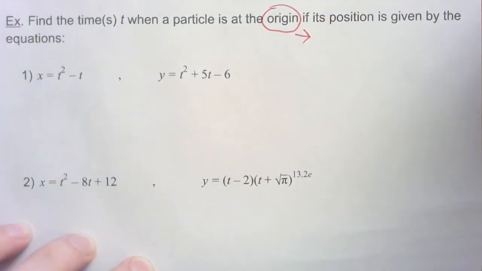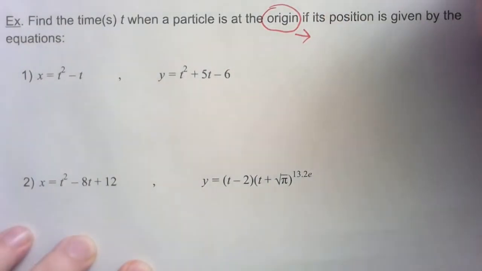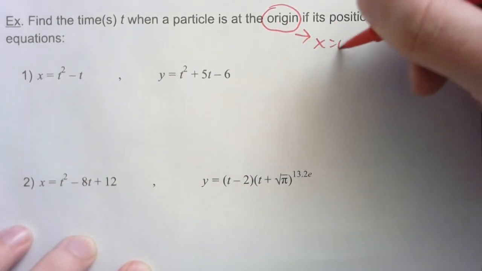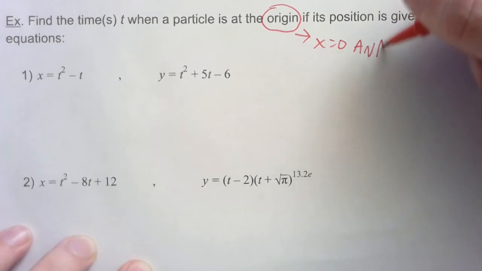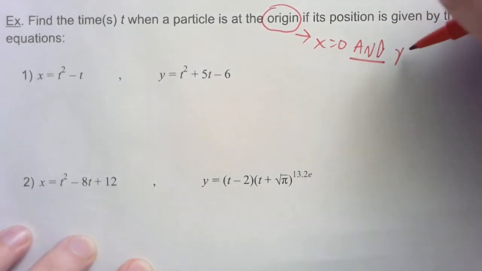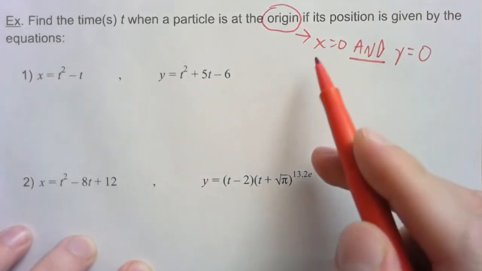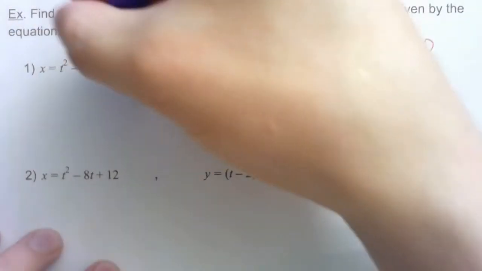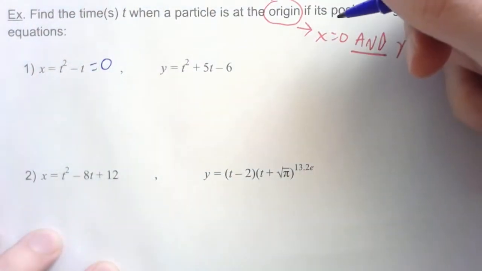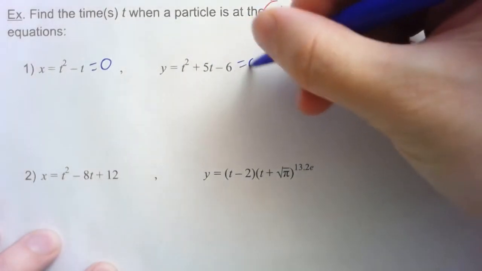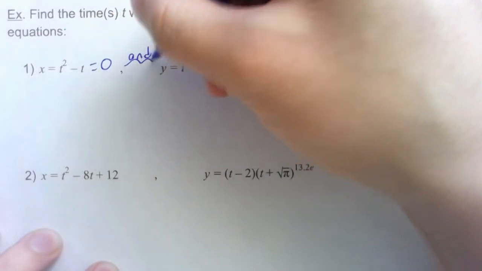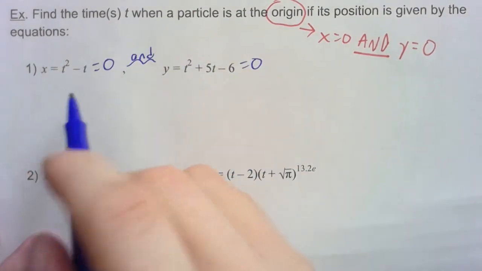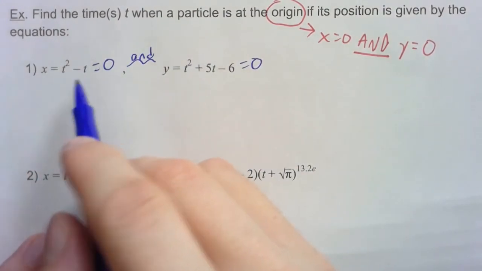Well, the origin, what does that mean? The origin is what point? It's the point 0, 0. So it means x equals 0, and here's the key, and y equals 0. Both have to be 0. So when I look at this, I need this equation to equal 0, and I need that other equation to equal 0. So, well, we can solve these here.